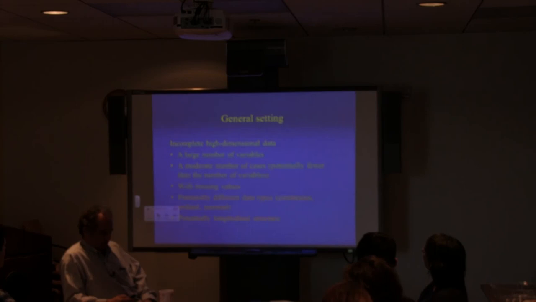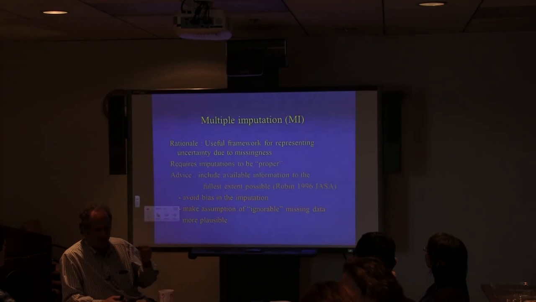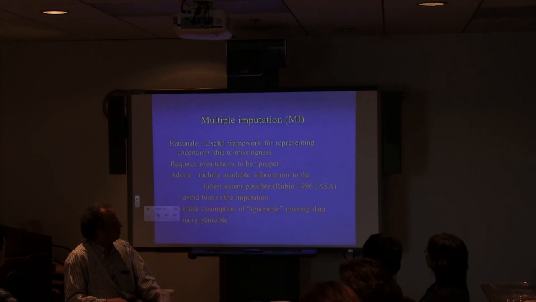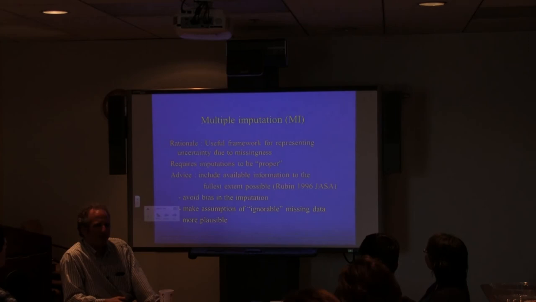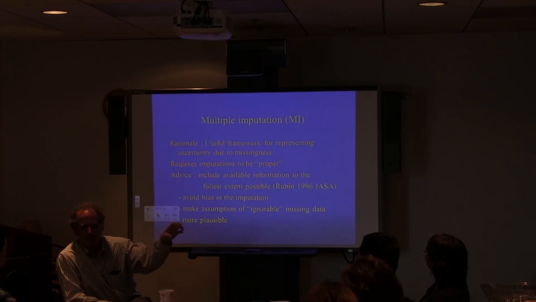So all of this presentation is anchored within the framework of multiple imputation, which is an idea that was developed by Don Rubin in the 1970s. I probably skipped over some of the formula slides, but the basic idea is along the following lines. If you have a data set with some gaps in it, some question marks, it makes it easier to analyze if you just fill those values in.